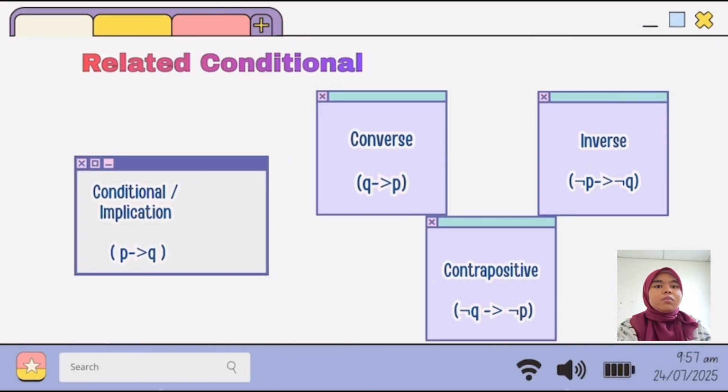Next, there are three forms of related conditional to the statement P implies Q. The first one is converse, where we exchange the position of antecedent and consequent so it becomes Q implies P. Next, inverse. We obtain this form by negating antecedent and consequent so it becomes not P implies not Q. Lastly, contrapositive, which is not Q implies not P. We get this form by negating and interchanging the statements P and Q.